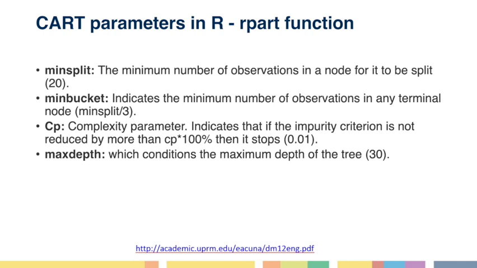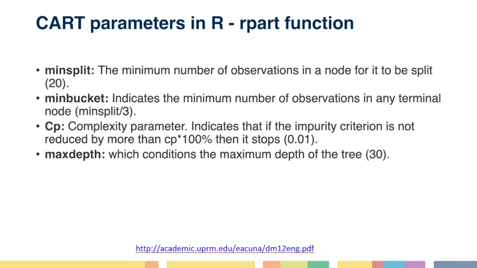The second one would be minbucket. That's the minimum number of observations in any terminal node or leaf node, which are the ones at the end. This is estimated based on the number that we've identified here, the minsplit divided by 3. This is used to stop. Otherwise, the tree can continue growing until there are very few observations.